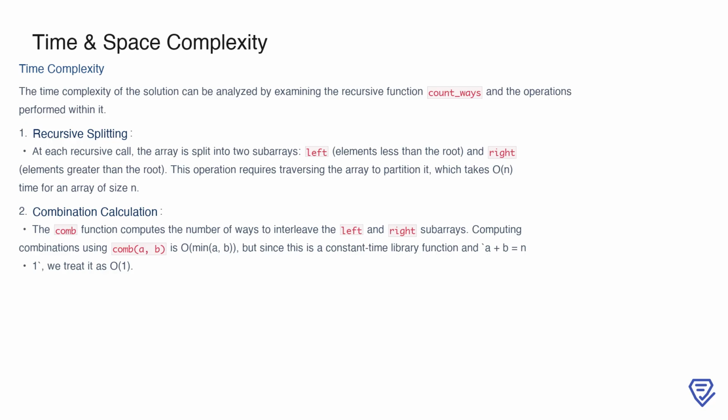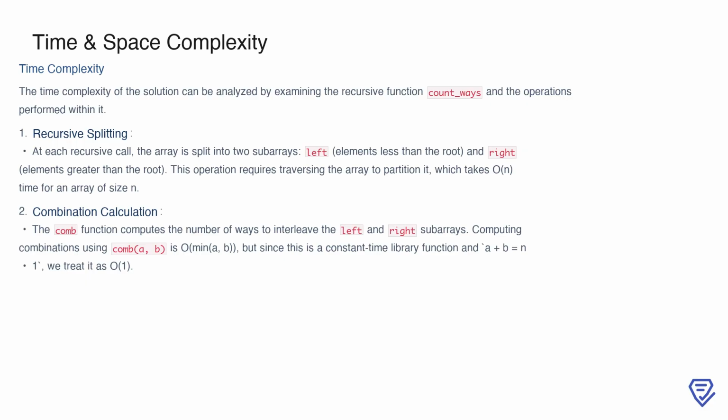To analyze the time complexity of our solution, we start by examining the recursive function count_ways. One key operation within this function is the recursive splitting of the array. At each step, the array is divided into two subarrays, left, containing elements smaller than the root, and right, containing elements larger than the root. This process requires iterating through the array to partition it, which takes O(n) time for an array of size n.